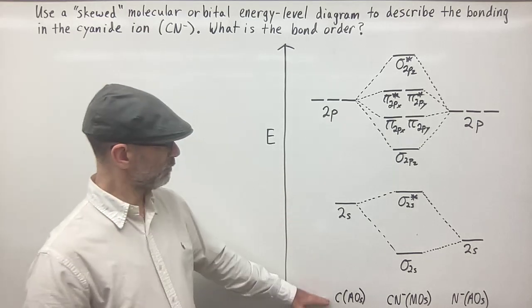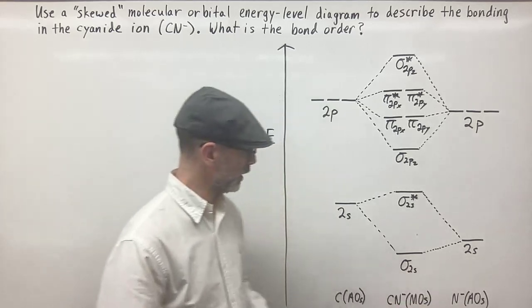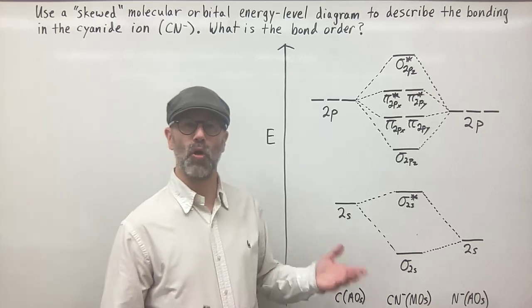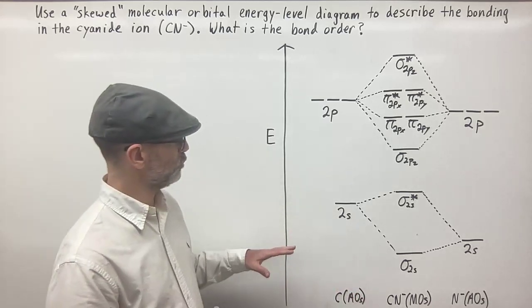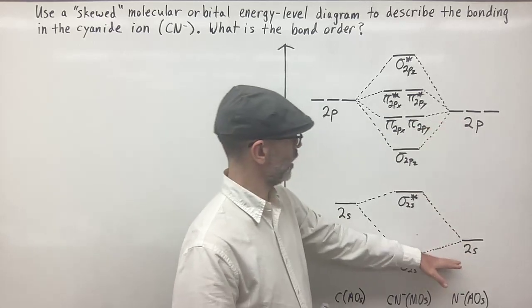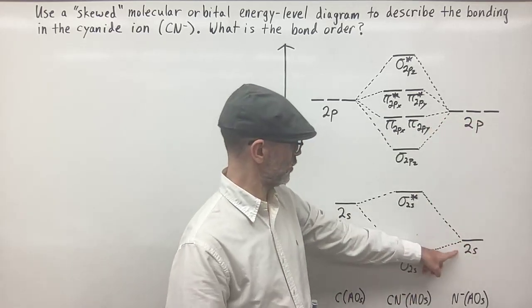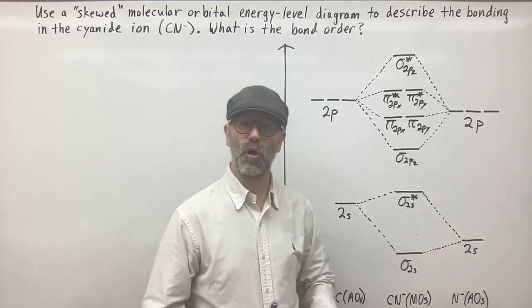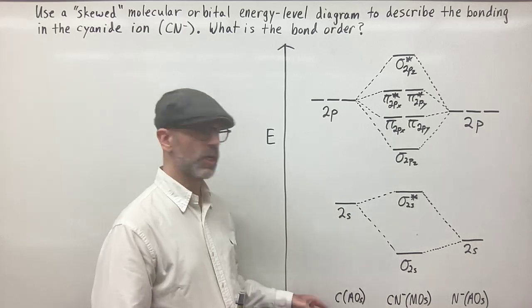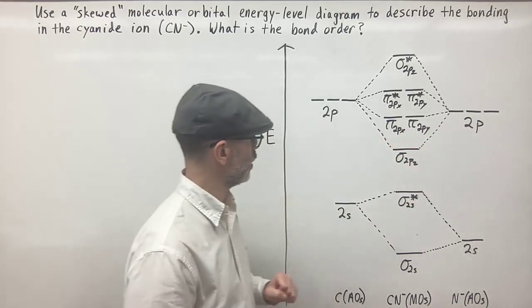So here I have carbon and the negative ion for nitrogen. I put the negative sign on the nitrogen because it's more electronegative. You can see that's more electronegative according to the skewed energy level diagram because the more electronegative atom has the atomic orbitals that are lower. So you can see that the 2s atomic orbital for the nitrogen is lower than that for the carbon. Same thing with the 2p and the 2p here and here.